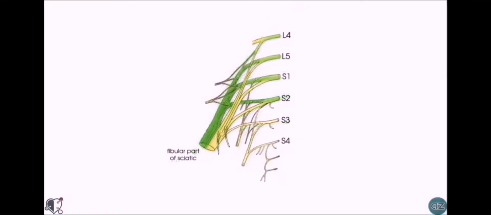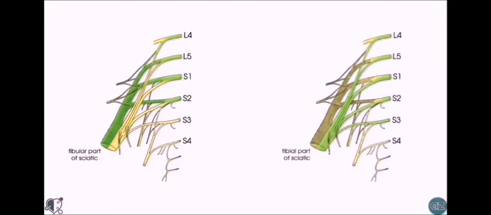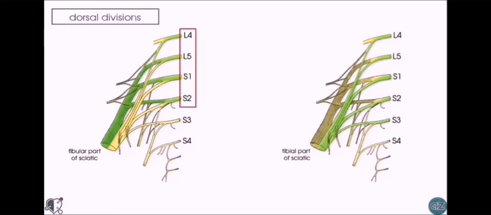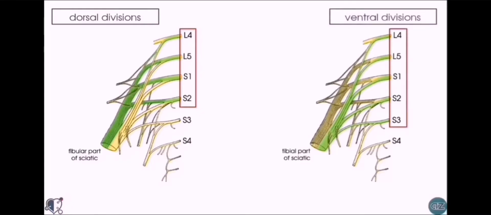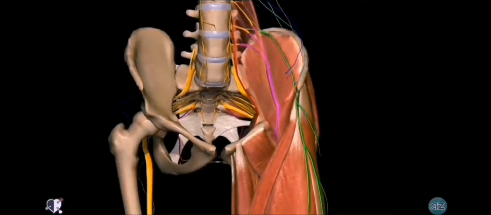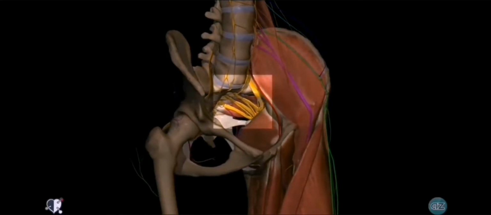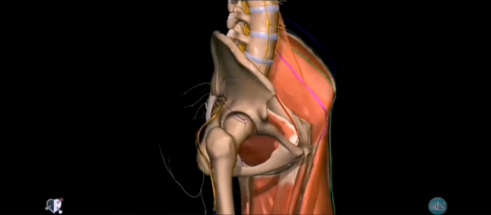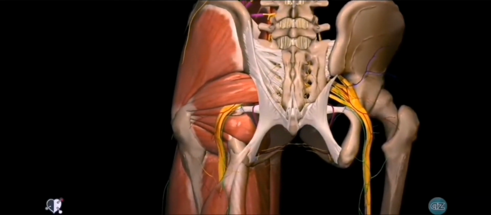The common fibular component and the tibial component are the two major components of the sciatic nerve. The common fibular component is formed from the dorsal divisions from L4 to S2. The tibial component is formed from the ventral divisions of L4 to S3. The sciatic nerve is formed on the anterior aspect of the piriformis muscle, and it exits the pelvis via the greater sciatic foramen inferior to the piriformis.